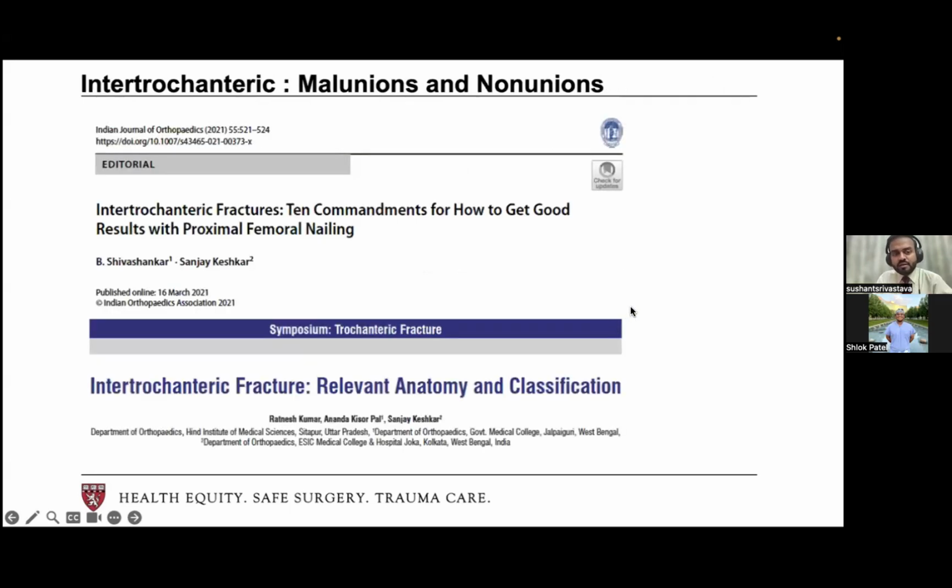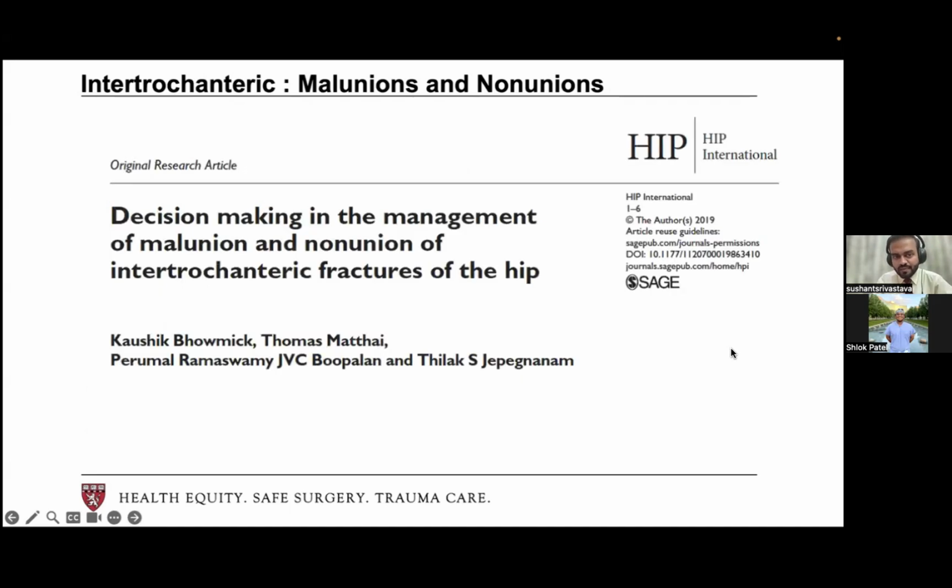Now, I have put in three important papers which I came across and everyone should read. One is Intertrochanteric Fractures, 10 Commandments for How to Get Good Results with Proximal Femoral Nailing by B. Shiv Shankar and Sanjay Keshkar. Intertrochanteric Fracture, Relevant Anatomy and Classification by Ratnesh Kumar et al. Decision Making in the Management of Malunion and Non-Union of Intertrochanteric Fractures of the Hip by Kaushik Bhomik et al.